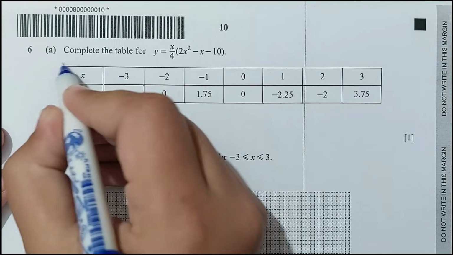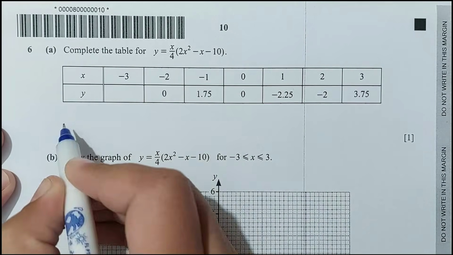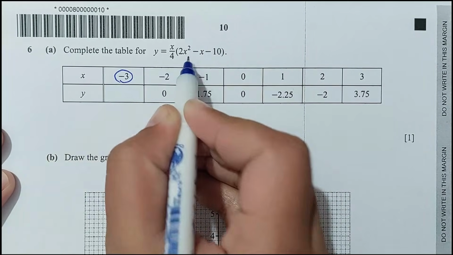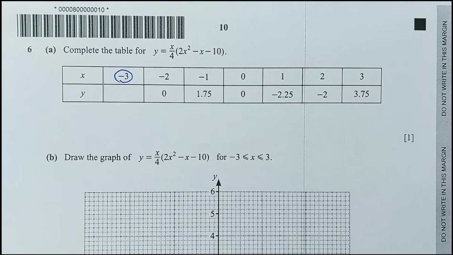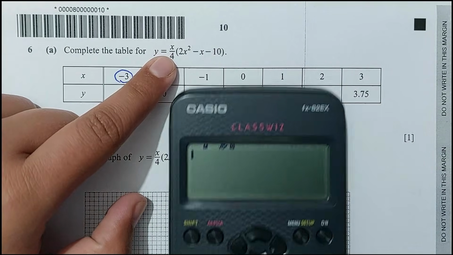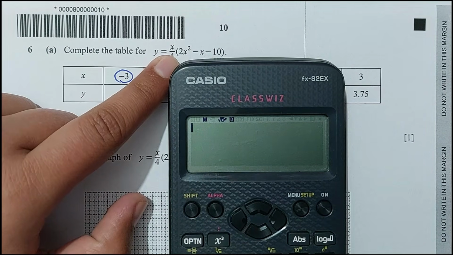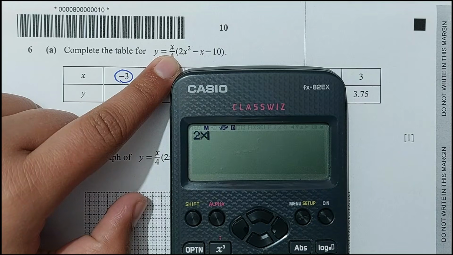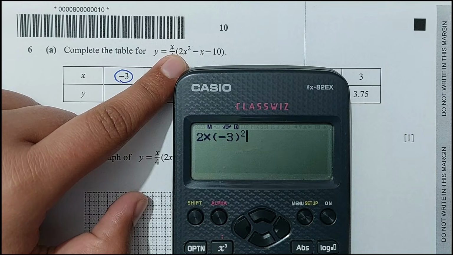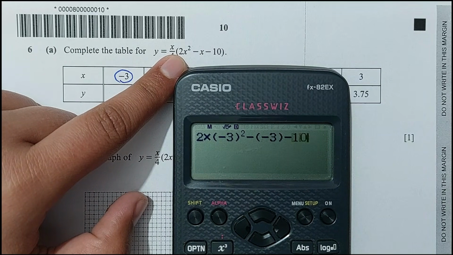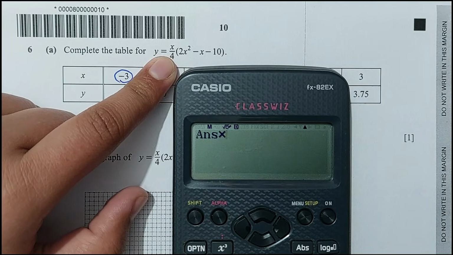Question number 6, part A. Complete the table for this function. When x is equal to -3, we have to solve for y. Okay, x value is -3. So this would be, let me simplify, 2 times -3 squared, it's 3 squared, minus x which is -3, minus 10, and times it by -3, divided by 4.